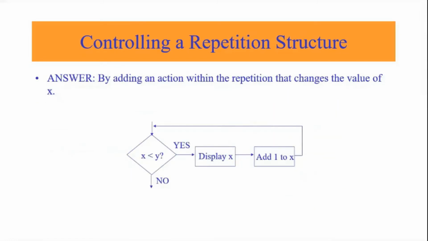There are multiple ways. It depends on how the action has to be performed. But in this case, the simplest way is, after displaying x, we add 1 to x. So this will repeat until x becomes equal to y. Once x becomes equal to y, this condition, x is less than y, becomes false, and hence the no condition becomes active, and this exits from the loop. Otherwise, it will continue infinitely.